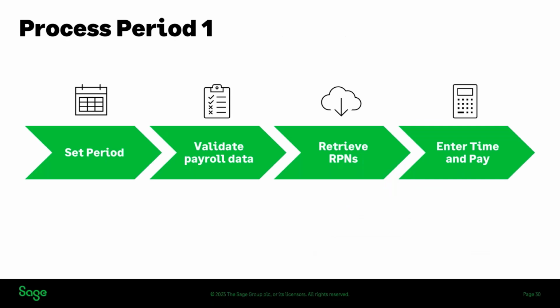And we can now start off period one in the usual way. So we're going to set period one. Validate payroll data will run automatically because we've set that up in our settings. We can then retrieve our RPNs, which will download any changes to tax credits and cut-off points for each employee. And then we can crack on and enter time and pay.